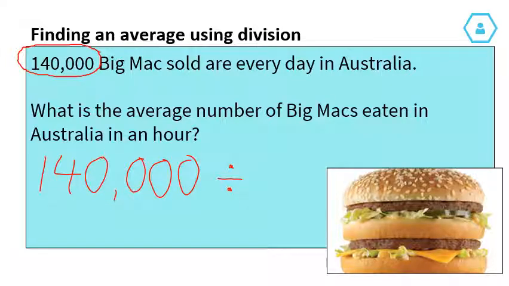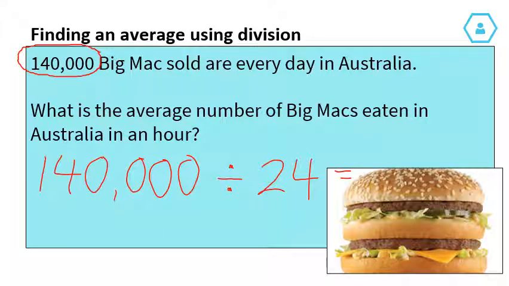Well, I know there are 24 hours in a day, and this is the total for a day. So I'm going to divide this number by 24. I punch that into my calculator and it will give me my answer. So here, this 24 is my divisor. That's how many parts I'm splitting it into. And this number here is my total.